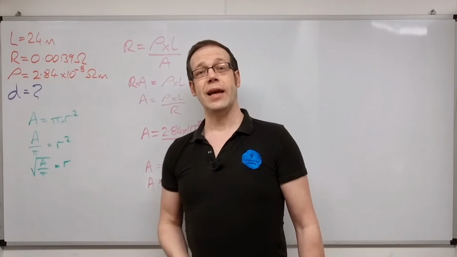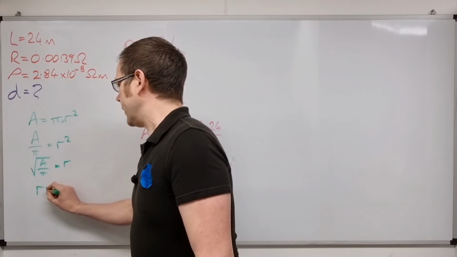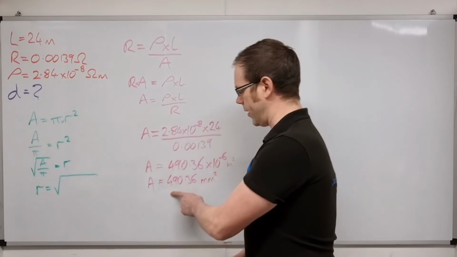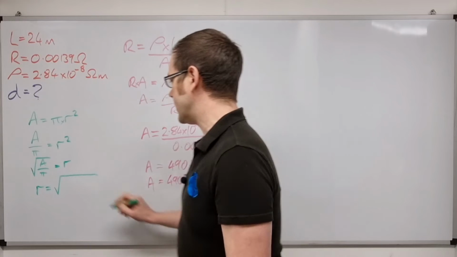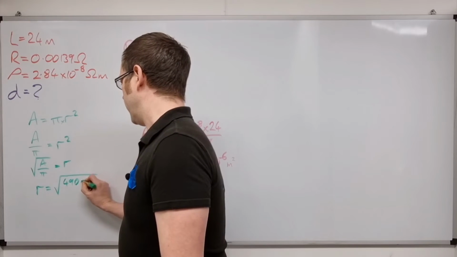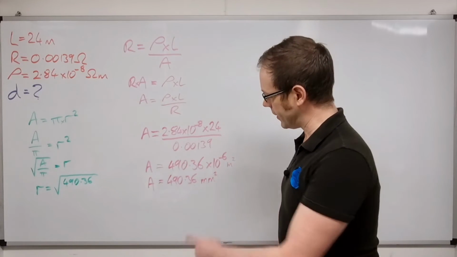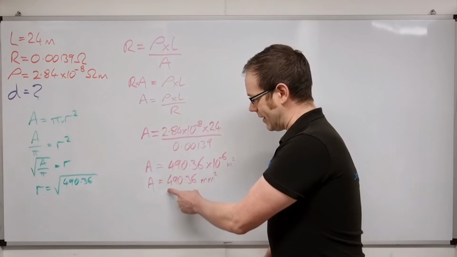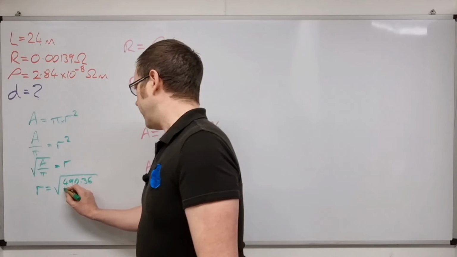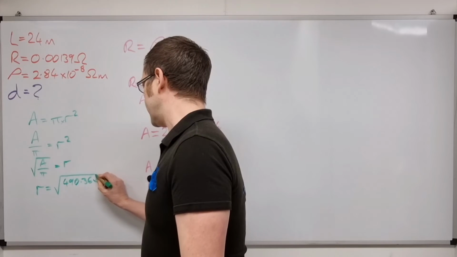And again, all we've got to do now is start putting the numbers in. So we'll just flip this around. R is equal to the square root of that area that we brought in earlier, 490.36 millimeters squared, 490.36. Now bear in mind again, this is really important at this stage. We need to put this in as meters squared. Okay, so we're going to put that in as 490.36 times 10 to the minus 6.